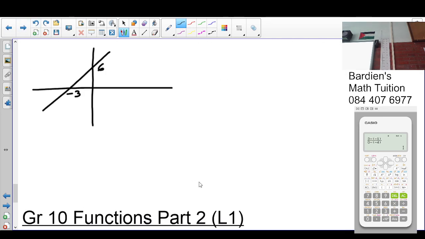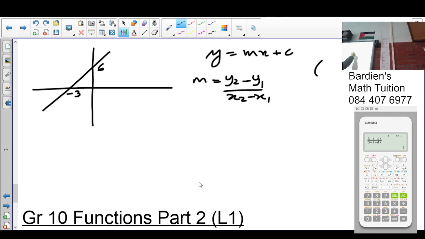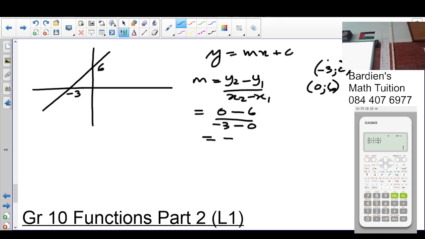Okay. Next one again, we must determine the equation in the standard form of y equals mx plus c. Where do we start? Gradient. How do we calculate the gradient? Change in y over change in x. The coordinates are (-3, 0) and (0, 6). So it's going to be 0 minus 6 over -3 minus 0, which is positive 2. -6 over -3.